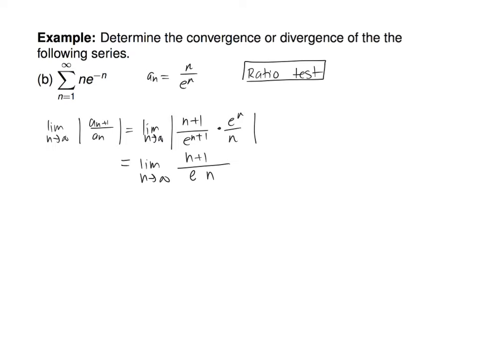Okay, good. So where does this limit go? 1 over e. And you know that this is less than 1, right? Because e is about 2.71. It's closer to 3 actually. Therefore, the series converges absolutely.